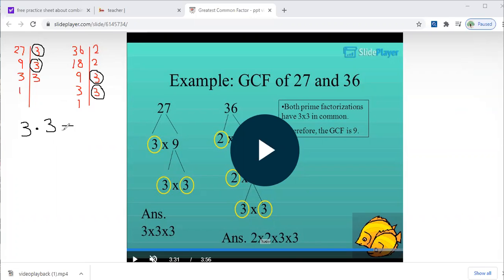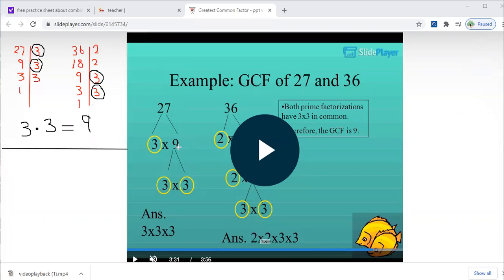Which means that the GCF for this question, so we have 36 divided by 2, as I said, equals 18, divided by 2 equals 9, divided by 3 equals 3, divided by 3 equals 1. Then the GCF now will be equal to 9. This is in case we use the column method to make prime factorizations.